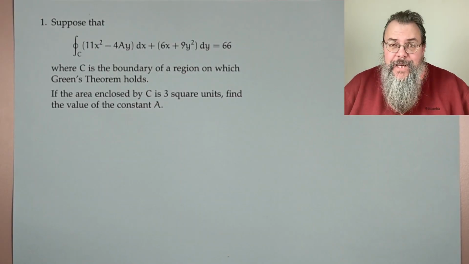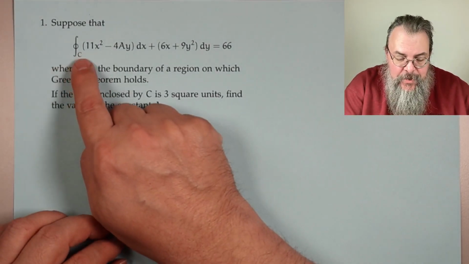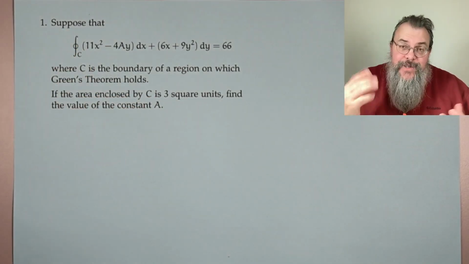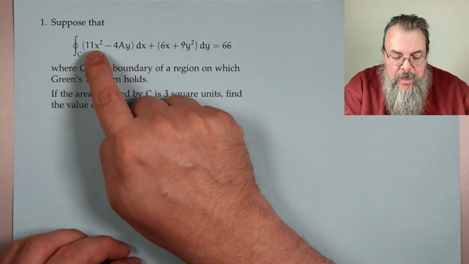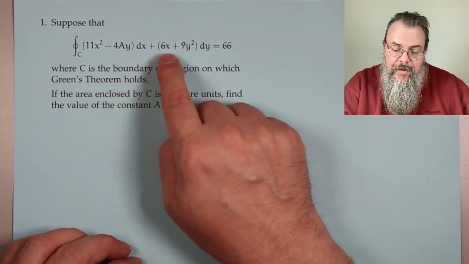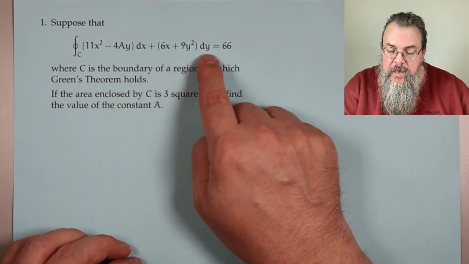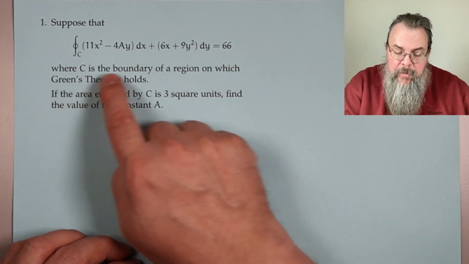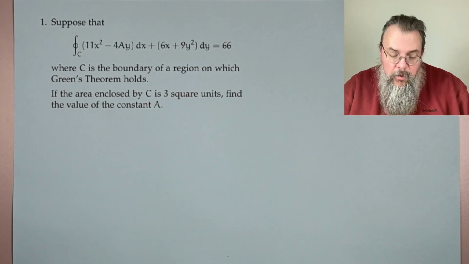So suppose that we have the following integral on the curve. Remember, this little circle means it's a closed curve. Starts and stops at the same point. We have the integral of (11x² − 4ay) dx + (6x + 9y²) dy. We're told it's equal to 66. C is the boundary of a region on which Green's theorem holds.